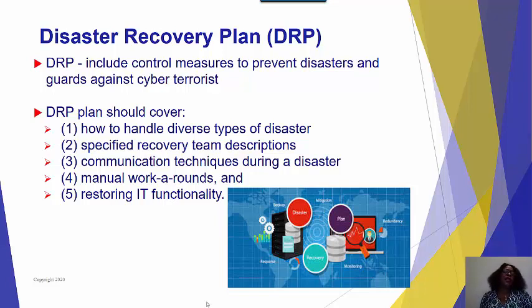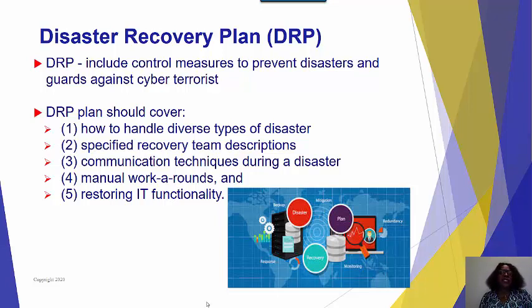Now, let's talk about what the DRP should cover. We have 5 points here. How to handle diverse types of disasters. And you may have thought the plan would just talk about 1 point. No, we want to be sure we cover diverse types of disasters. Fire is a little bit different from water, which could be a little different from a hurricane, which could be a little different from an earthquake. So you understand now why we have to look at diverse types of disasters.